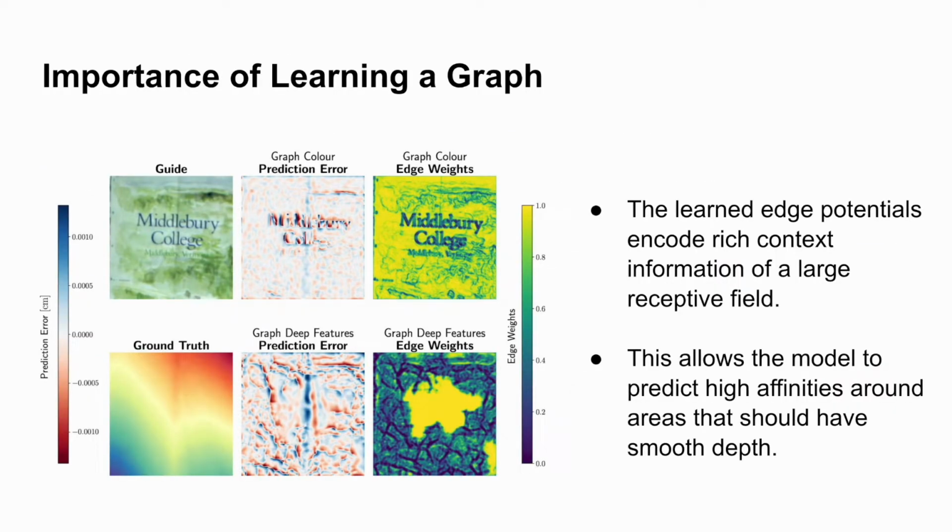Learning the graph is extremely important. In this example, we see that a graph built on color features alone, such as in the top right subfigure, results in the text being carried over to the high-resolution prediction. Whereas the graph based on the learned features presents large affinities around the high contrast text in the middle of the object, which effectively results in a smooth depth prediction. This is only possible because the learned edge potentials encode rich context information over large receptive fields.